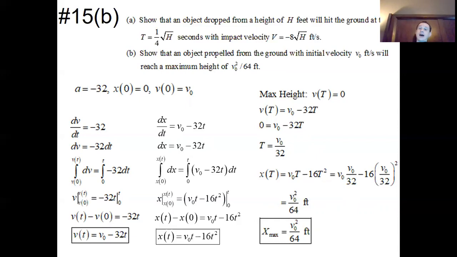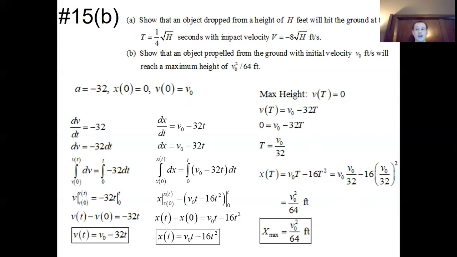Here we go. Again, they're talking about feet. So your acceleration up and down is -32, negative because it's pulling you down. Your starting position, x at time 0, was 0 because you're shot off from the ground. And your velocity at time 0, you don't know, but they called that the variable v subscript 0, v0. Okay, so it's a variable, so we're going to have to live with that.